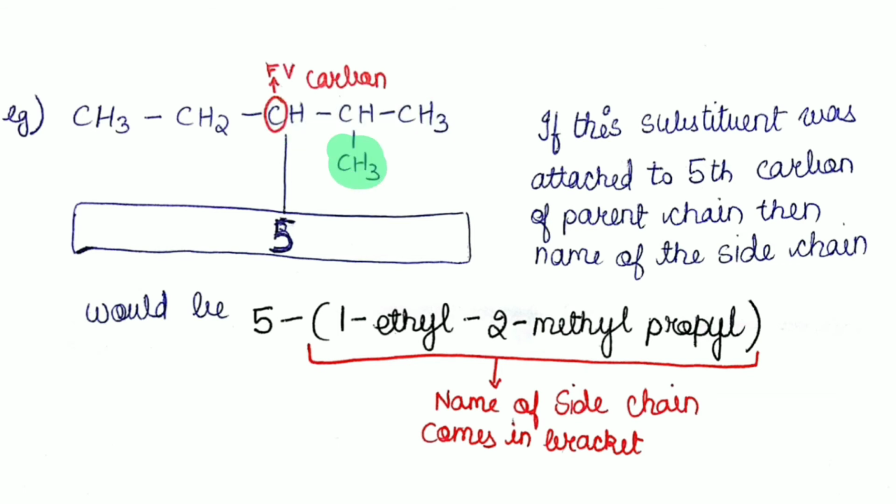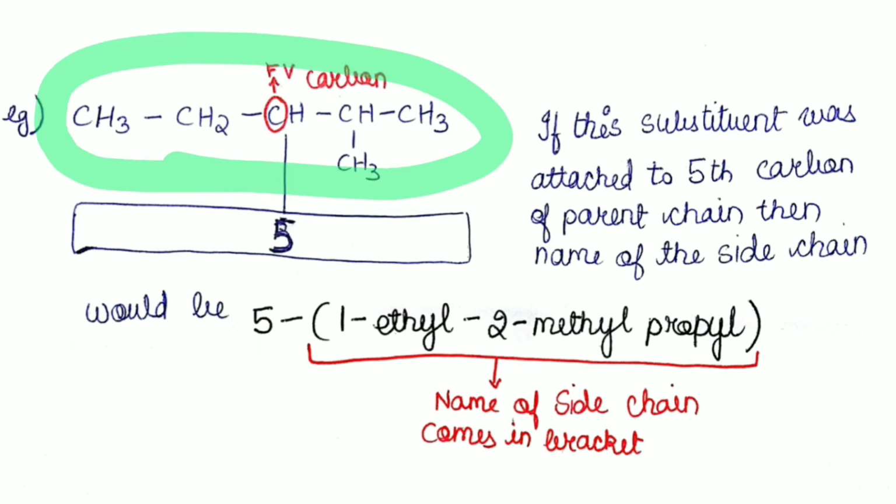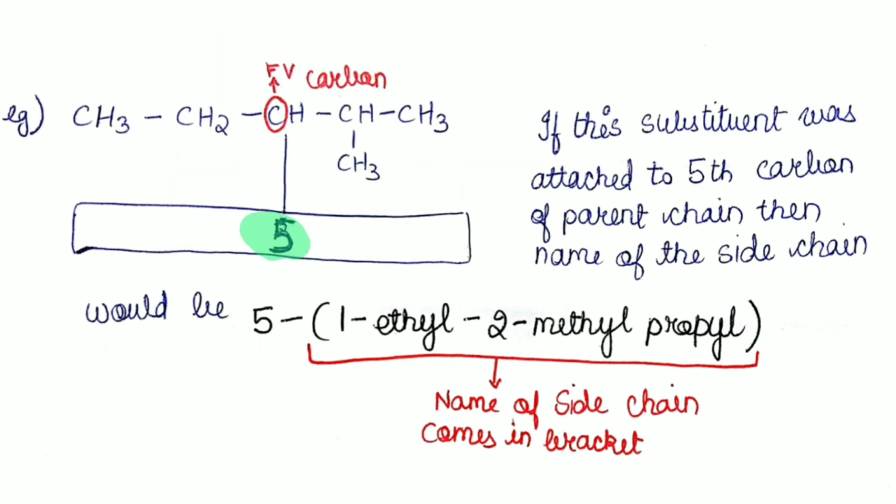carbon. So we are having 1-ethyl, 2-methyl propyl, and there is a 5 outside the bracket because this whole thing is attached to the 5th carbon atom of the parent chain. I hope it's clear, guys. It's 5, then 1-ethyl, 2-methyl propyl, and here we have taken ethyl before methyl because of the alphabetical order decision. That's obviously clear to all of you.